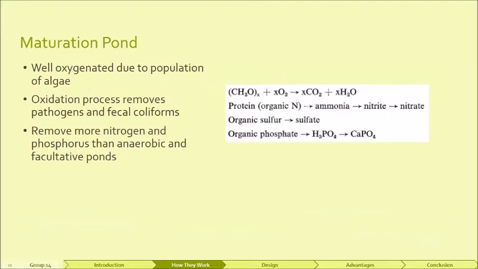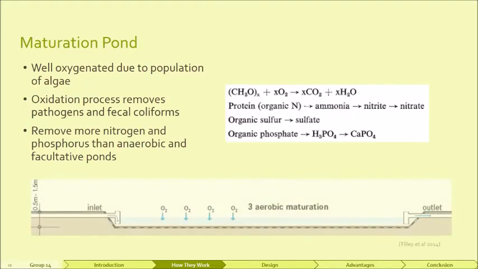Maturation ponds are generally well oxygenated throughout the day due to the population of algae. The oxidation process removes pathogens and fecal coliforms effectively. Maturation ponds remove more nitrogen and phosphorus than the anaerobic and facultative ponds, but only remove a small amount of BOD. Maturation ponds are mainly used when a large amount of pollutant removal is required or when the water is required for the use of irrigation of crops. The maturation ponds are also usable as a buffer for failures within the facultative pond process.